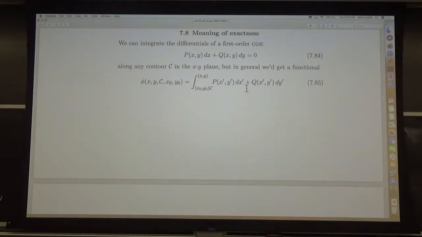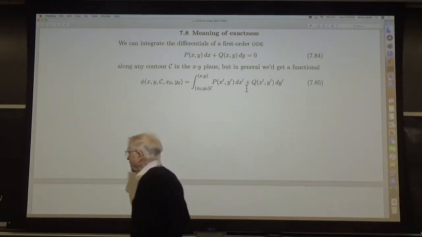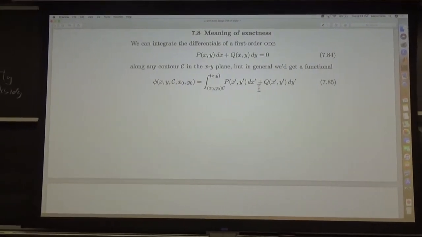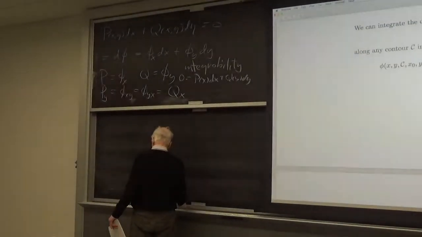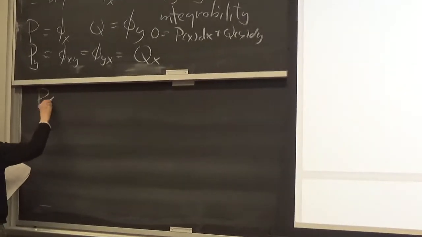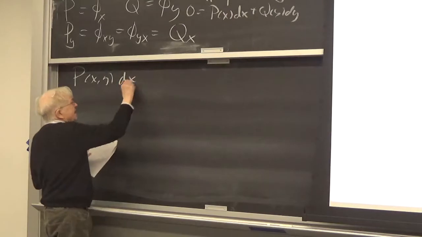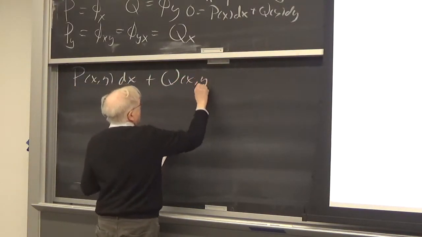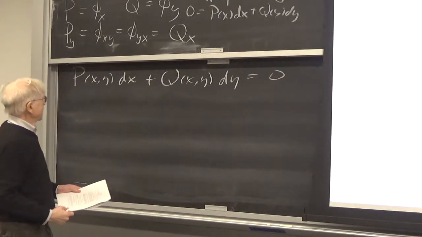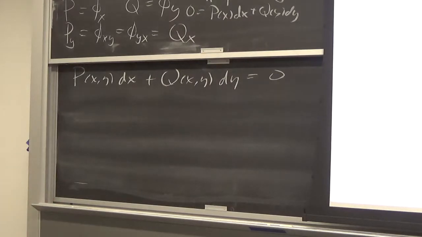So now the meaning of exactness. Maybe I should go to the blackboard, since this is actual theory. Blackboards are quite nice. So the meaning of exactness: suppose we have p of x,y dx plus q of x,y dy equal to 0, and suppose p and q are just general functions.